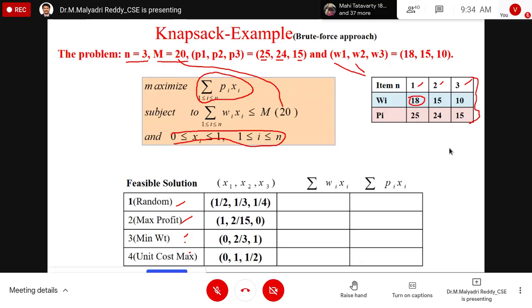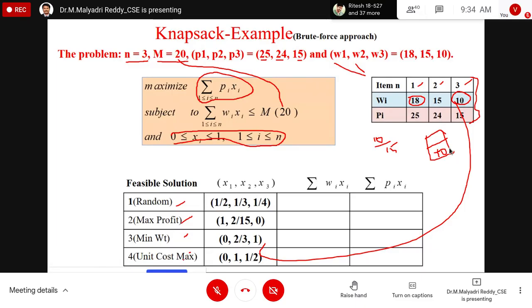Then we get the minimum weight approach. Suppose we want to choose a larger number of objects, then we go by minimum weight. Which one is the minimum weight? I3 is the minimum. Whenever you include that one, 10 from the bag capacity is filled. The next minimum weight is the second object, so from that I have to choose 10. That is 10 by 15, which is 2 by 3. So I fill the complete bag.